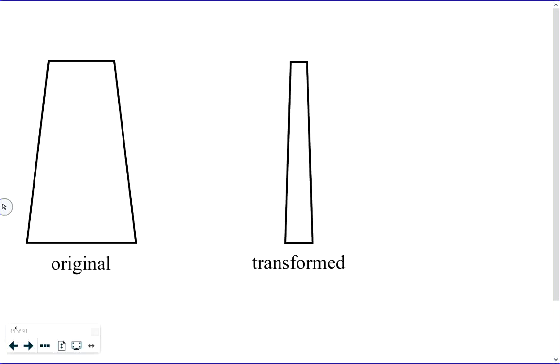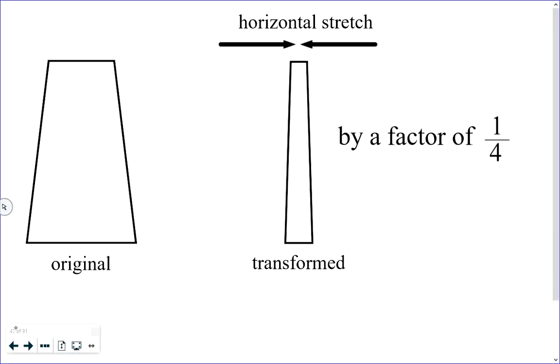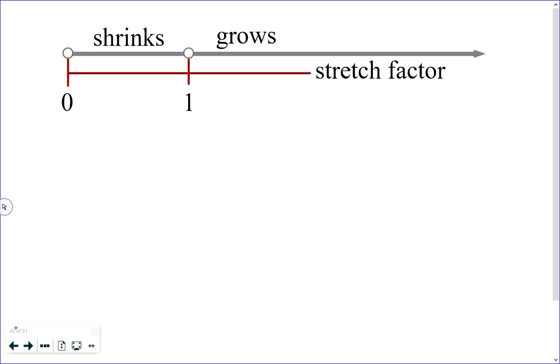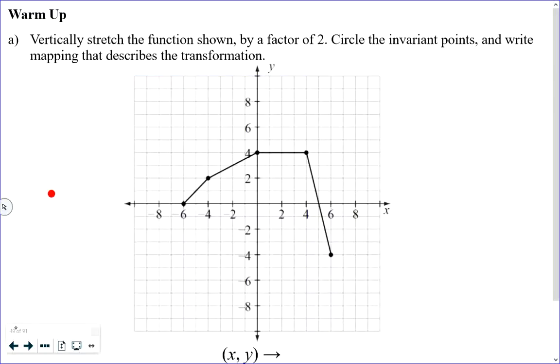On the other hand, when you take a look at this, this is a horizontal stretch. It's what I would call a compressive stretch. It's getting narrower, and it turns out it's by a factor of 1/4. Are we fine with that language? Okay. So basically, if the stretch factor is bigger than 1, the graph grows in whatever dimension we're talking about, and if it's between 0 and 1, it shrinks in that dimension. So let's take a look at the warm-up on the next page.